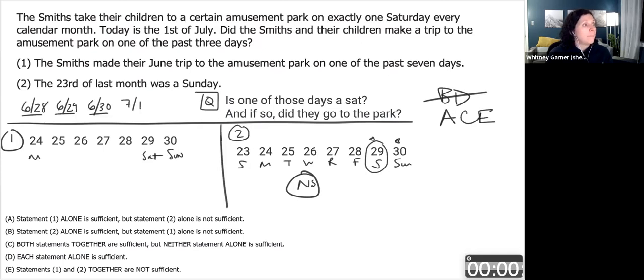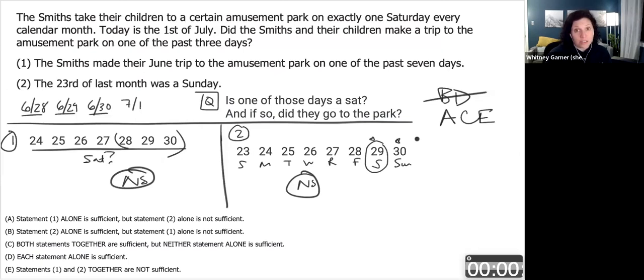Now, if the Smiths made their June trip to the amusement park on one of the past 7 days, the key here is that we don't know, right? So we know it was one of these. Sorry, I lied to you. We don't know which days of the week it is yet. We just know that it is also possible, right? It is also possible that it happened somewhere in here. I just don't know which one of them is Saturday. So is it one of these 3? Maybe. Is it one of these 4? Maybe. So still not sufficient. Okay. And I just almost fell victim to one of the most dangerous traps, which is statement carryover, right?